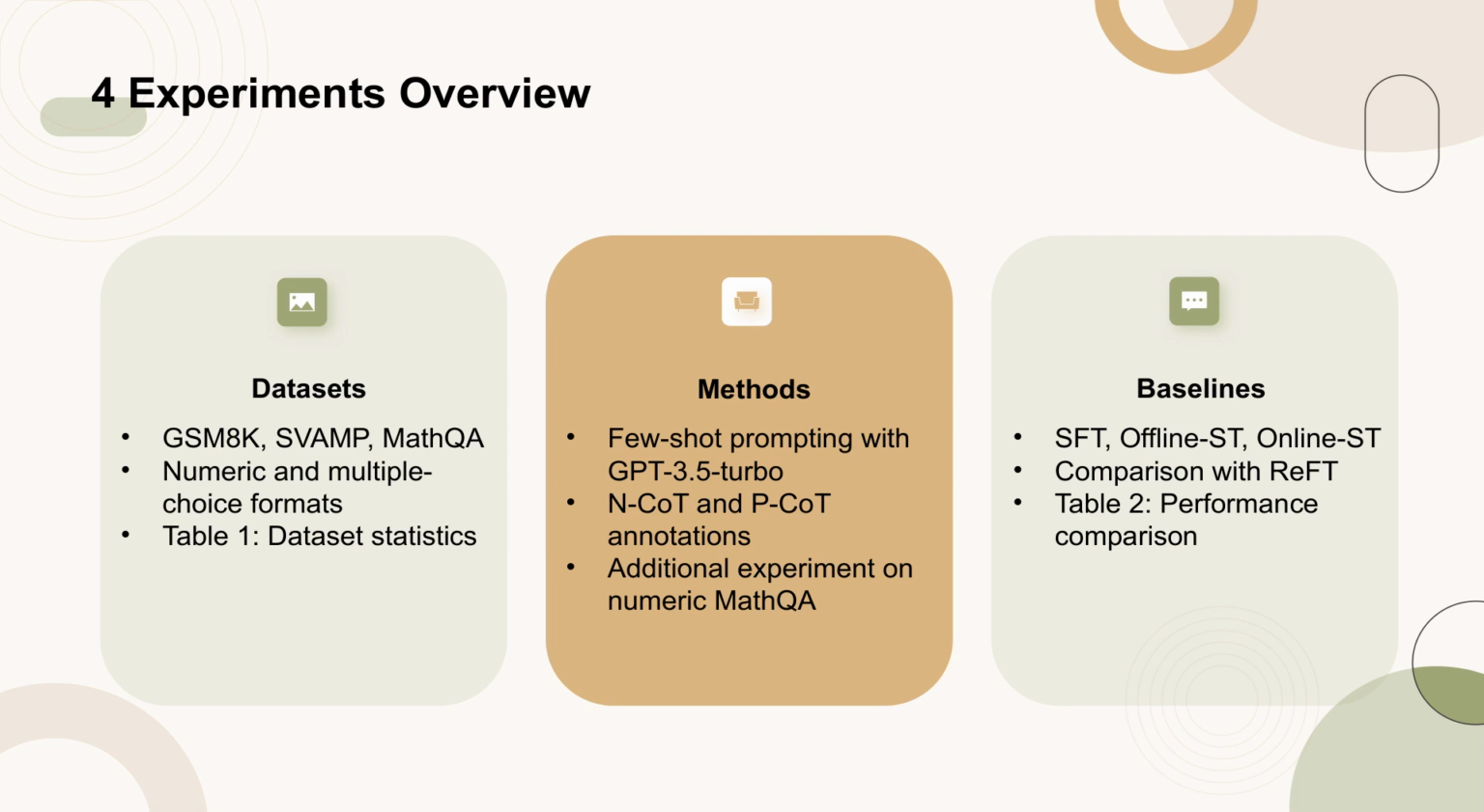We employed few-shot prompting using GPT 3.5 Turbo to obtain NCOT and PCOT annotations, following specific methodologies. Additionally, an experiment was performed on a numeric version of MathQA to explore potential reward hacking phenomena. We compared our ReFT method with several baselines, including SFT, offline self-training, offline ST, and online self-training, online ST. The performance comparison is detailed in Table 2, showing that ReFT consistently outperforms these baselines.